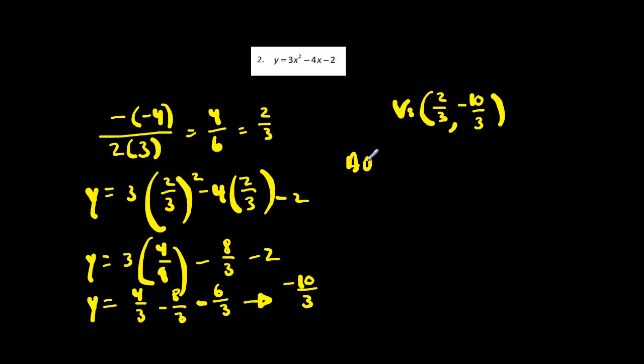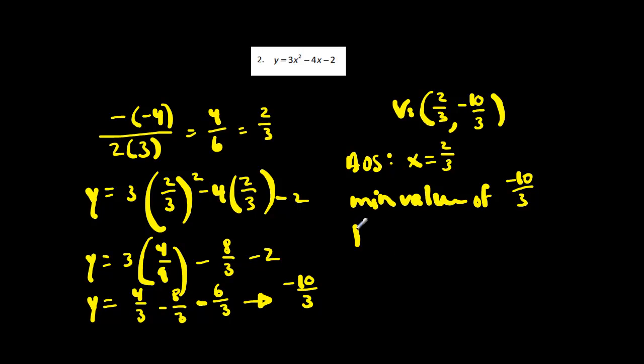So that means the axis of symmetry is the equation of the line x equals 2/3. It is opening up, so it has a min value of negative 10/3. And the range, it's opening up, so it's going to be the set of all y's such that y is greater than or equal to negative 10/3.